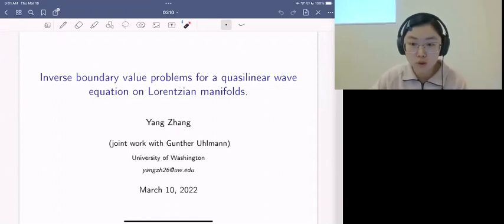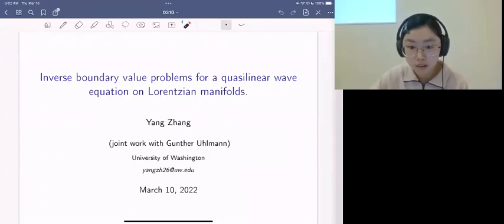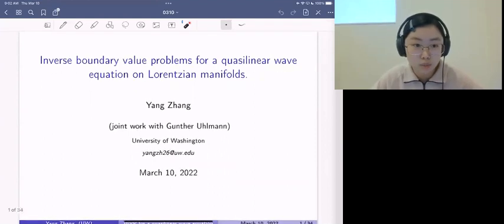Today, I'm going to talk about some inverse boundary value problems for a quasi-linear equation on a Lorentz manifold with boundary. This is joint work with Professor Gunther Uhlmann, and the results are based on the ones for nonlinear equations on Lorentz manifolds without boundary. So before we discuss the inverse boundary value problems, I'd like to overview some important previous results for the case without boundary.